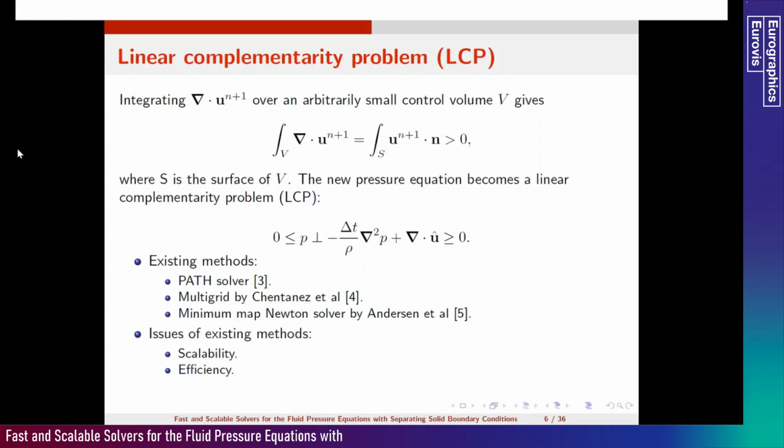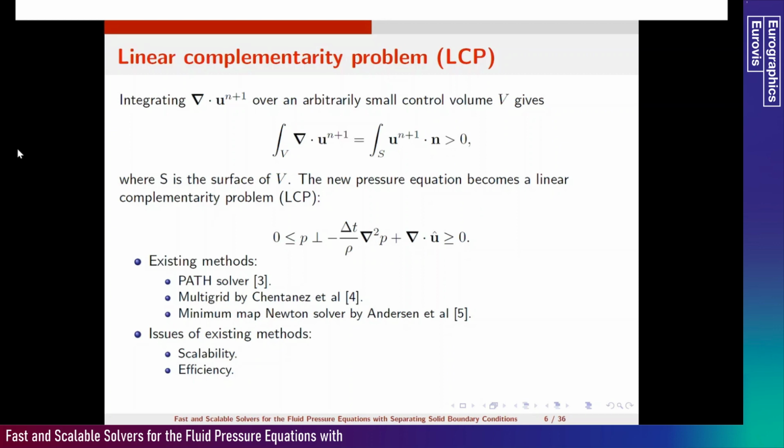Several solvers have been proposed to solve the LCP from this fluid simulation. The PATH solver, which is a generalization of the classical Newton's method and based on quadratic programming, was used by Batty when he introduced the separating solid boundary conditions. However, the PATH solver cannot scale to large problems. Two other methods have been proposed recently.